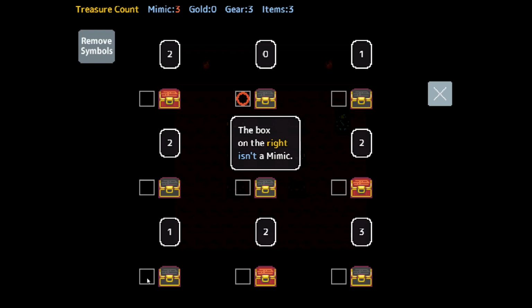If this is true, then the three mimics are on the bottom. True, true, true, false. Which means the 3 in the bottom right is also false. Yes. So that, and that could all be true with how it stands.